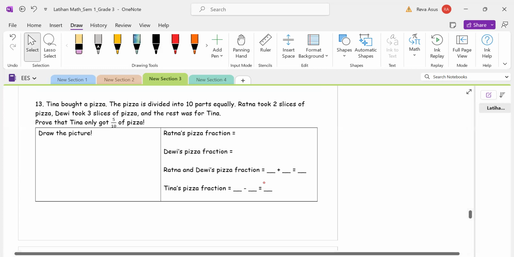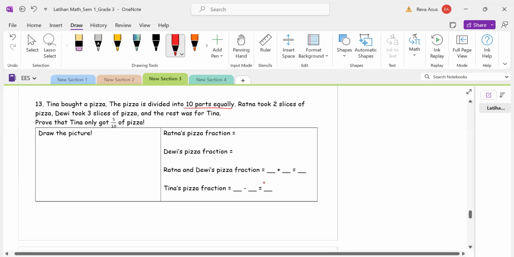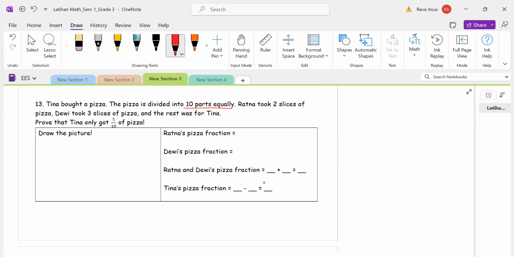And then number 13. Tina bought a pizza. The pizza is divided into 10 parts equally. Ratna took 2 slices of pizza, Debbie took 3 slices of pizza, and the rest was for Tina. Prove that Tina only got 5 out of 10 of the pizza.